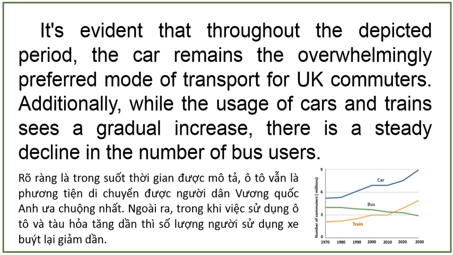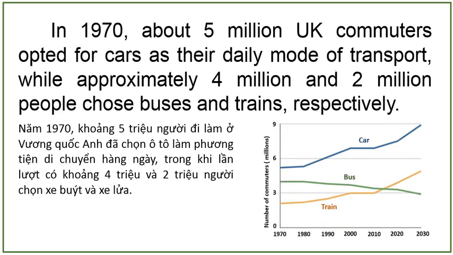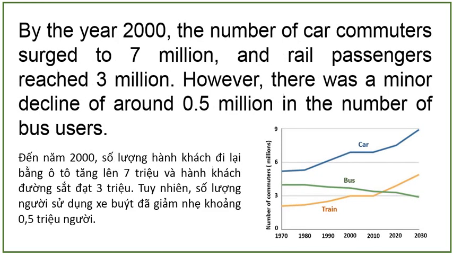of bus users. In 1970, about 5 million UK commuters opted for cars as their daily mode of transport, while approximately 4 million and 2 million people chose buses and trains, respectively. By the year 2000, the number of car commuters surged to 7 million, and rail passengers reached 3 million. However, there was a minor decline of around 0.5 million in the number of bus users.